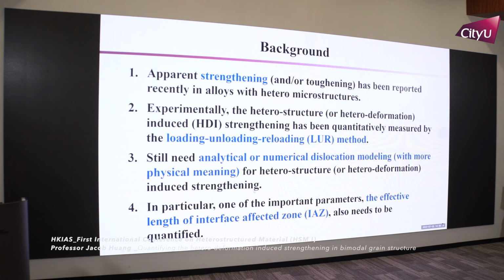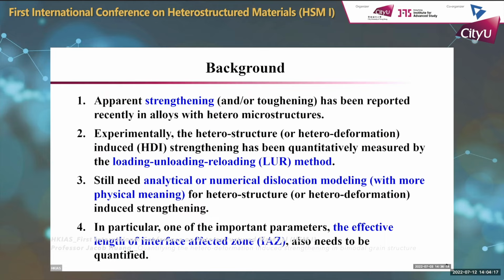In particular, one of the very important parameters for this kind of strengthening is called the effective length of the interface affected zone, IAZ, between the so-called hard zone and the soft zone. So in between there is a layer, a zone area called an interface affected zone, with apparently a lot of dislocation pile-ups. This parameter needs to be more carefully quantified.